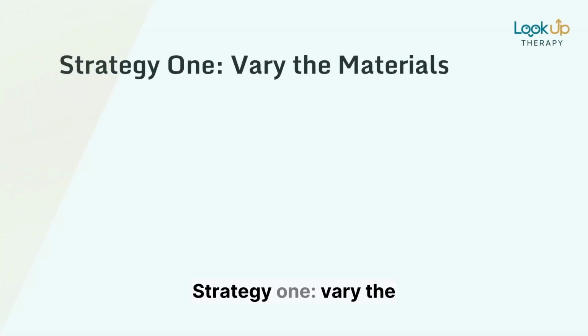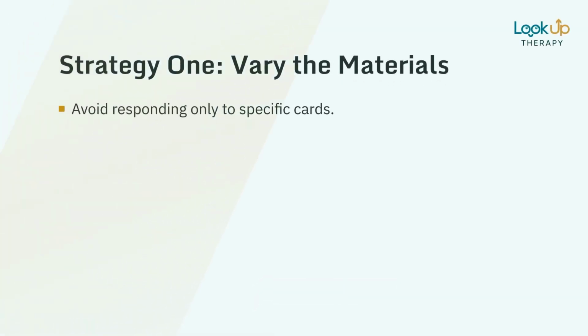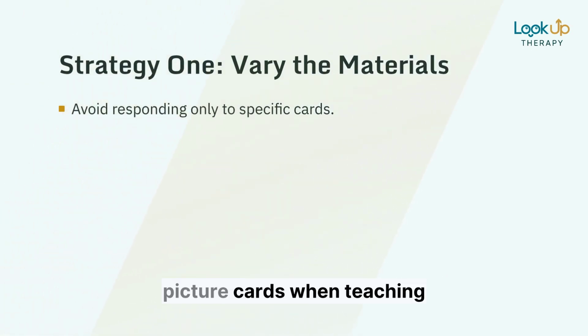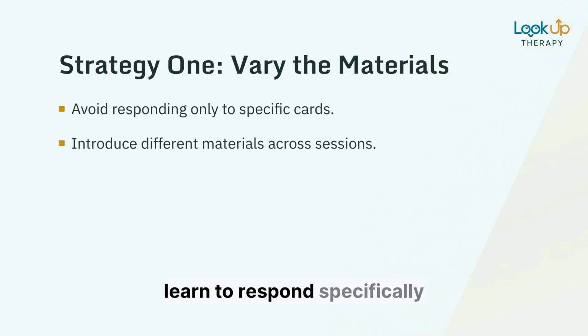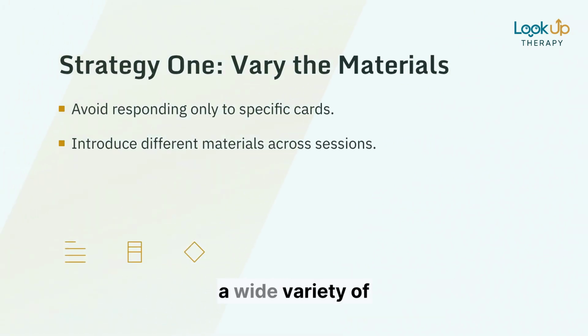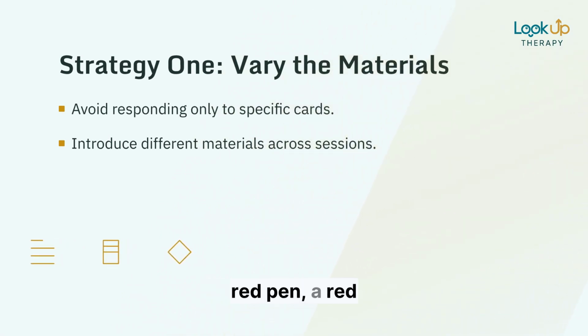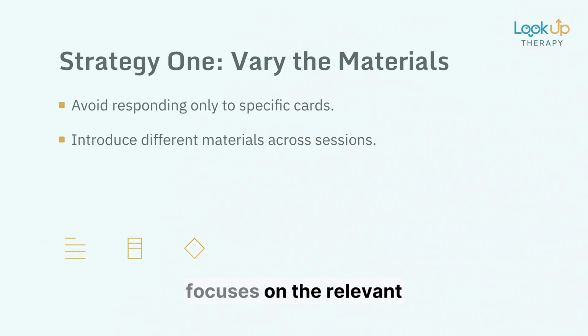Strategy 1. Vary the materials. If you always use the same set of picture cards when teaching colors, the client may learn to respond specifically to those cards, rather than the concept of the color itself. To avoid this, use a wide variety of objects. Teach red using a red pen, a red block, and a red ball. This ensures the learner focuses on the relevant feature, not the item.